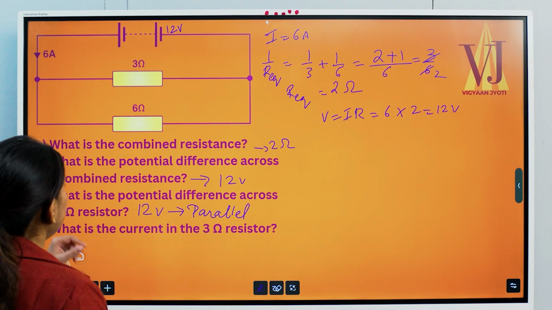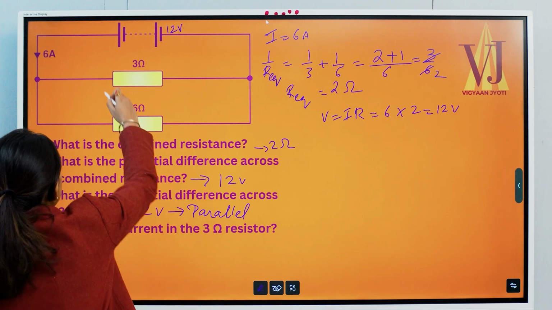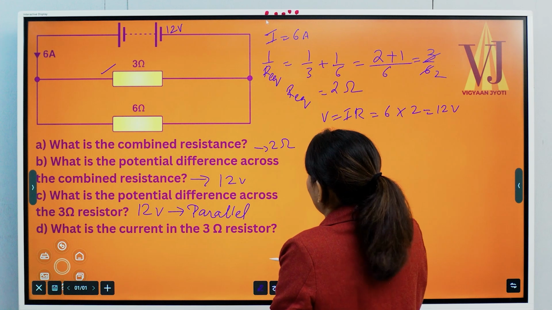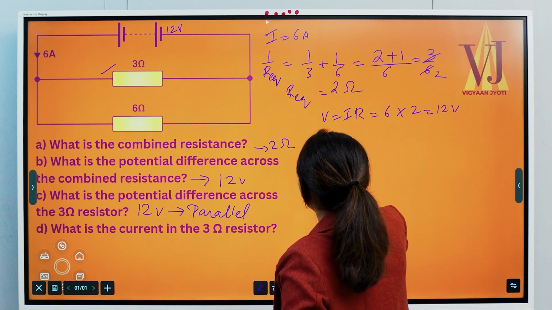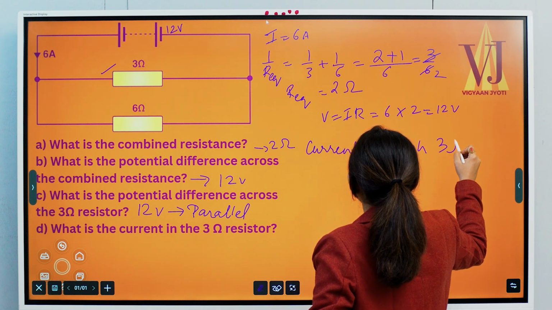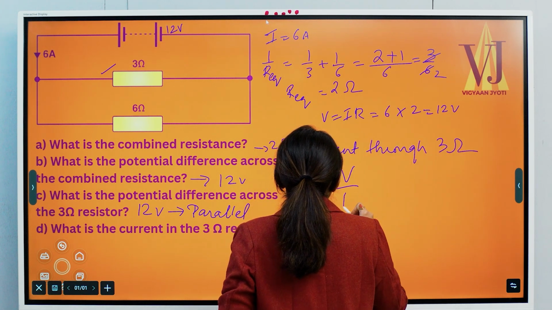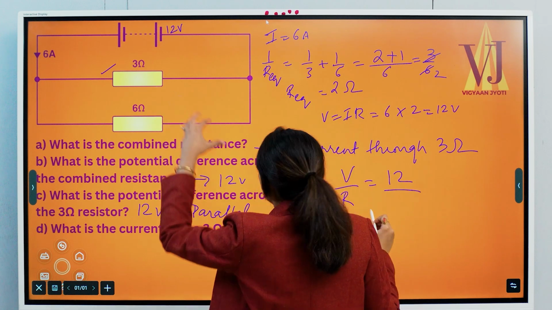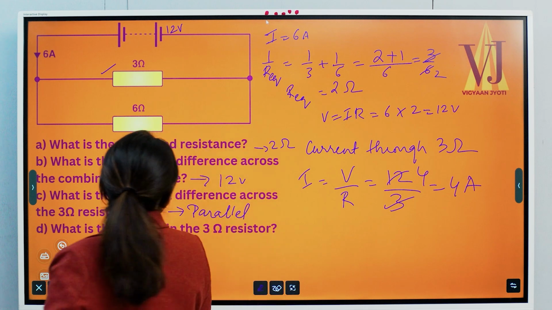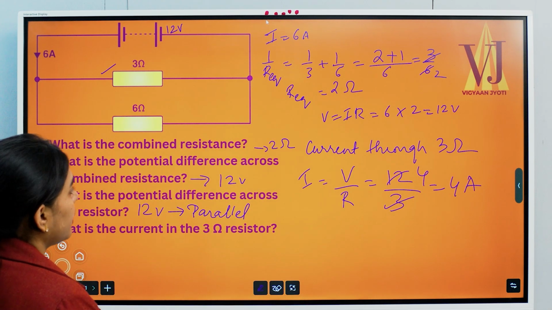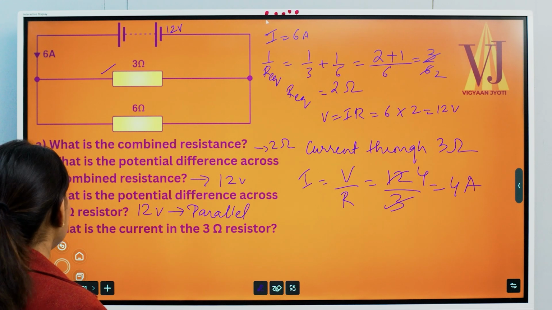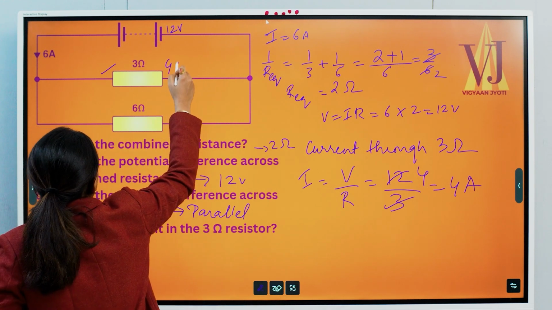What is the current in the 3 ohm resistor? It will definitely not be 6 ampere, it will split. We can easily find the current through the 3 ohm resistor: V by R. What's my voltage? 12, and 3 is the given resistance. So that means 4 ampere. So 4 ampere is the current through the 3 ohm resistor. Clear? That means if this is 4 ampere, the other will be 2 ampere.